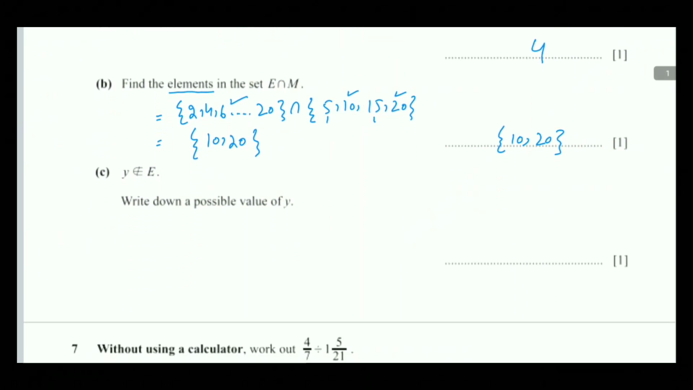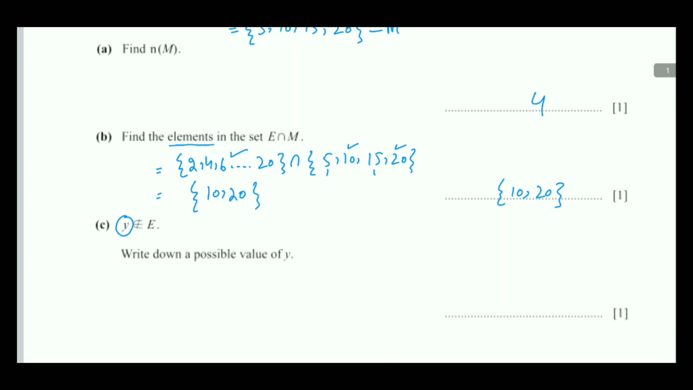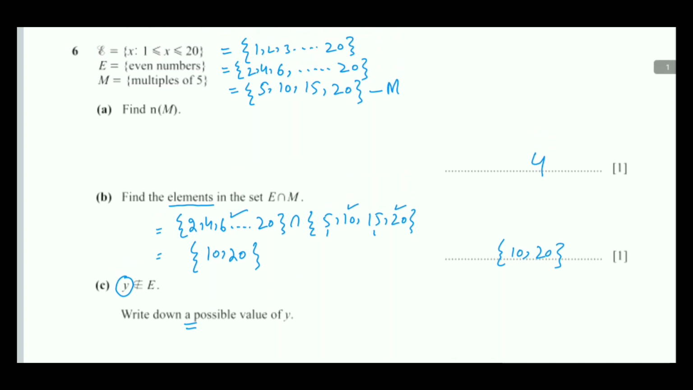Now y is not an element of E. As you know, this symbol means not an element of this set. So they are saying that y is not an element of E. Write down a possible value of y. You have to write down a possible value, just one value.